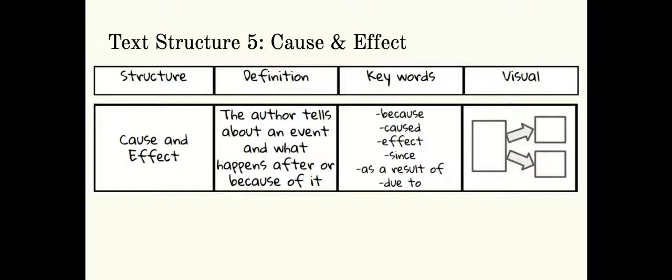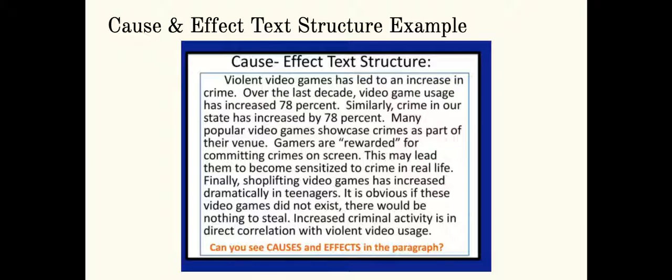The author tells about an event and then what happens after or what happened because of the event. So some keywords you might see are because, caused, effect, since, as a result of, and due to. And then that visual is a graphic organizer you might see for an informational text that is cause and effect.